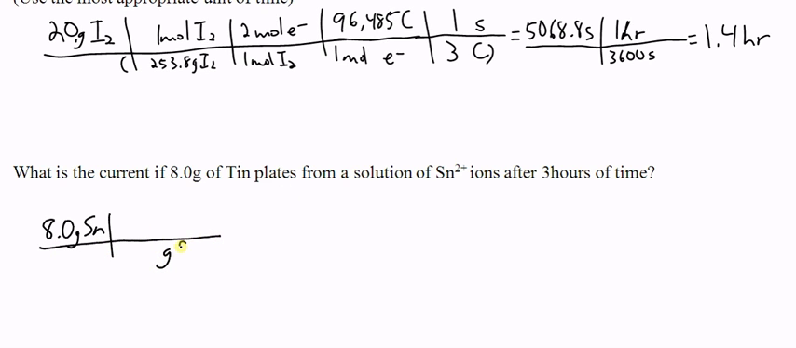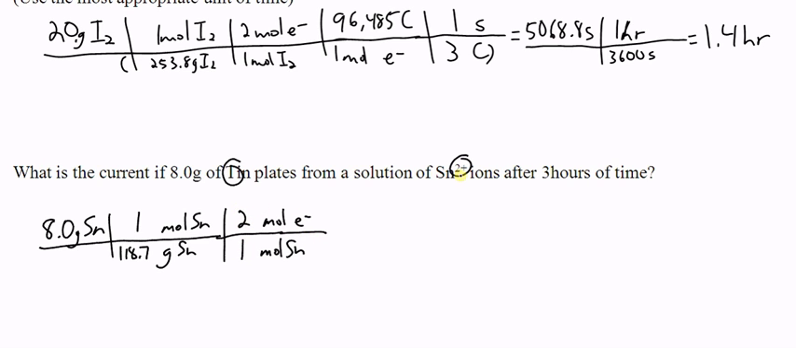So grams of tin to moles of tin, that's going to be a 1. And then the atomic mass for tin just so happens to be 118.7. And given the difference in the two metal identifications, we're looking at moles of tin going to moles of electrons. And for every 1 mole of tin, given the charge of tin that we're drawing from being 2+, we're going to have 2 moles of electrons needed to transfer.